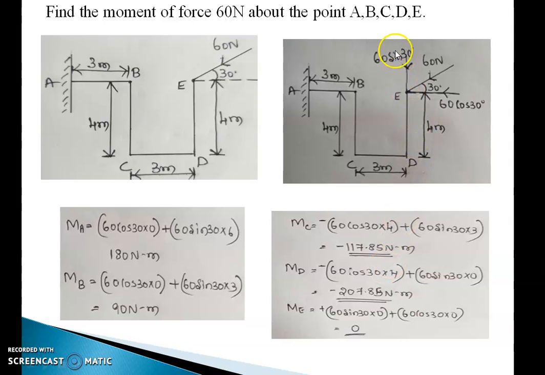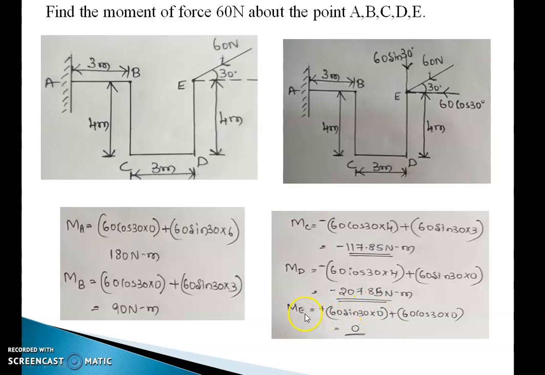And 60 sin 30 is a pure vertical force, so I need the perpendicular horizontal difference between E and D. In fact, there is no perpendicular horizontal difference between E and D, so it will be 60 sin 30 into 0. So this entire term is equal to 0. The entire answer works out to be minus 207.85 Newton meter.